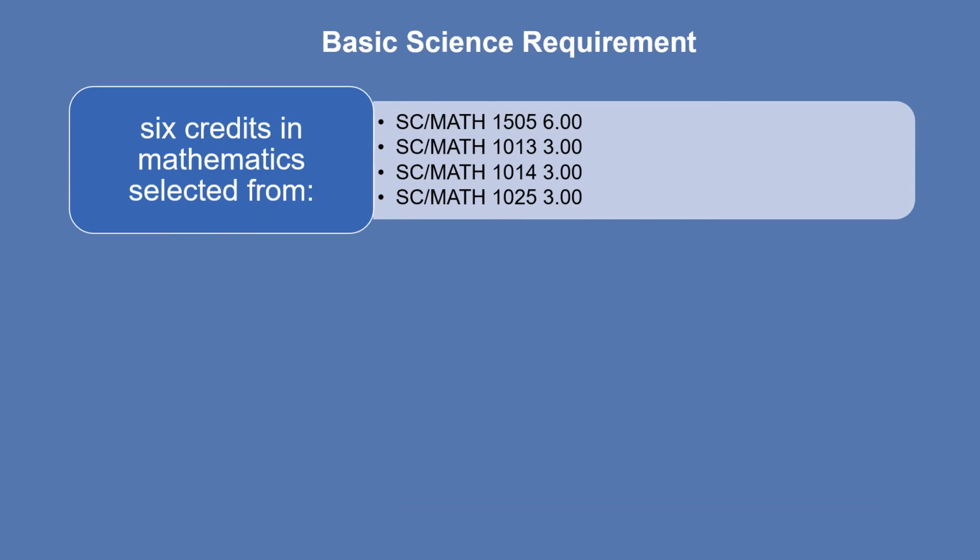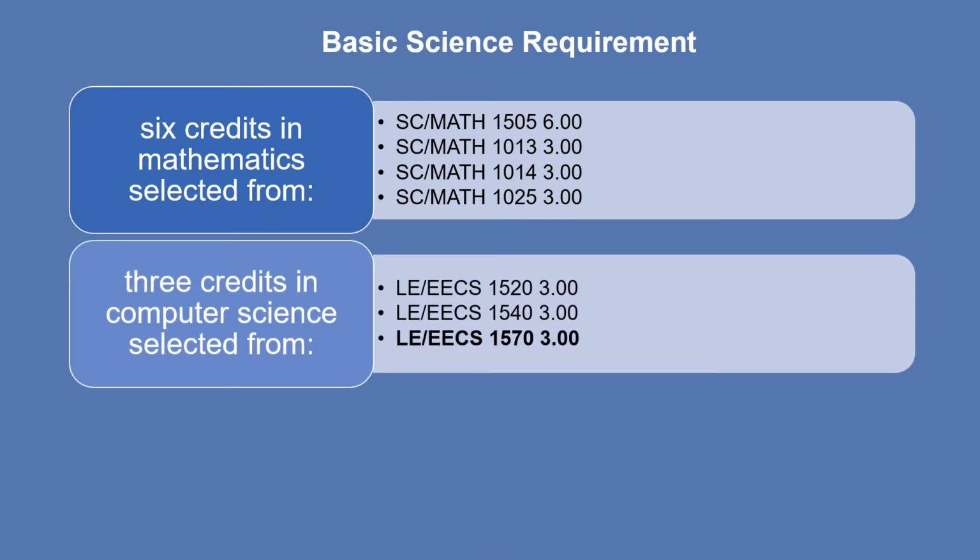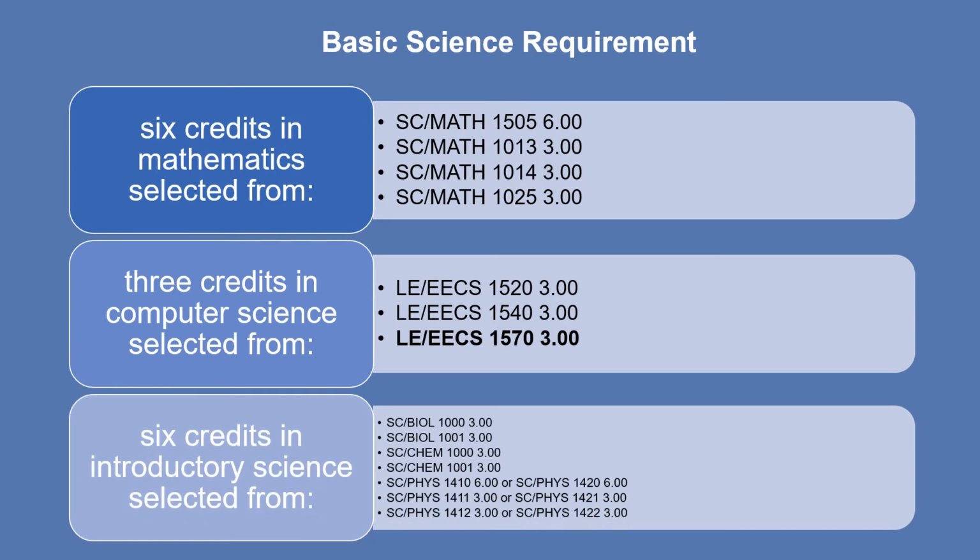The next component of your degree is the basic science requirement, which consists of a minimum of 15 credits as follows. 6 credits selected from math, 3 credits selected from computer science. Please note that Computer Science 1570 is recommended for psychology majors. Since this course has Math 1505 as a prerequisite, students typically take this course in their second year after completing their math requirement. And finally, 6 credits selected from introductory sciences.